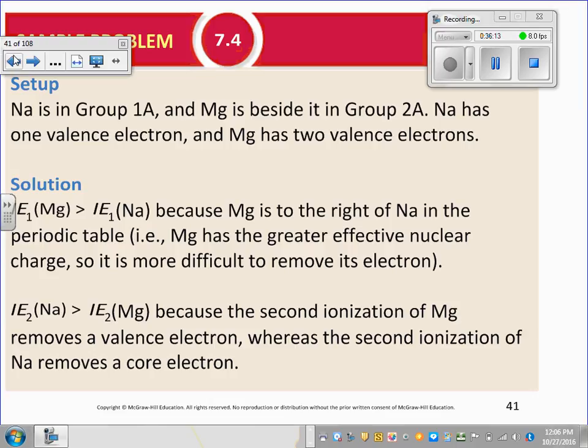For IE2, it's the opposite way around. Yeah, for IE1, these are both in the same shell, so they're not separated from each other. That only works for the p orbitals, the cats in the box. But for magnesium, it's easier to remove this. This is a valence electron. For sodium, now we got to go to the core electrons. It's harder to remove. Yeah, I'm going to stop that right there.